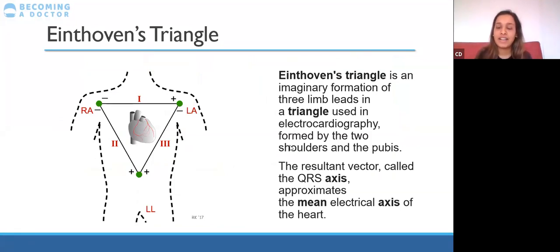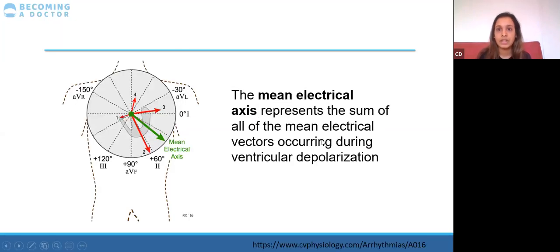So this triangle is formed by the 2 shoulders and the pubis, but those are imaginary points because technically you're actually using the limb electrodes. And the resultant vector is called the QRS axis, and it approximates the mean electrical axis of the heart. So the mean electrical axis represents the sum of all of the mean electrical vectors occurring during ventricular depolarization.